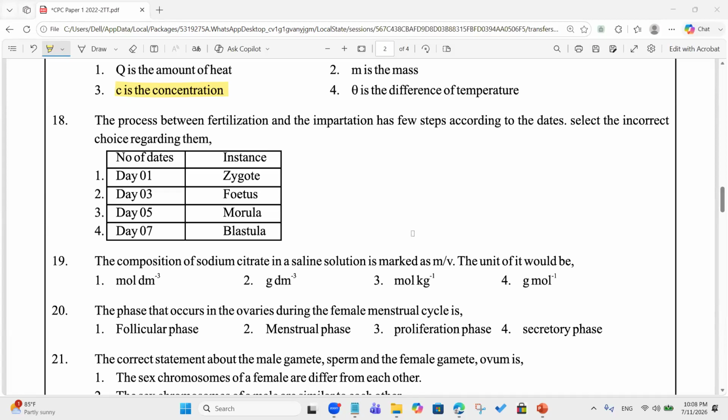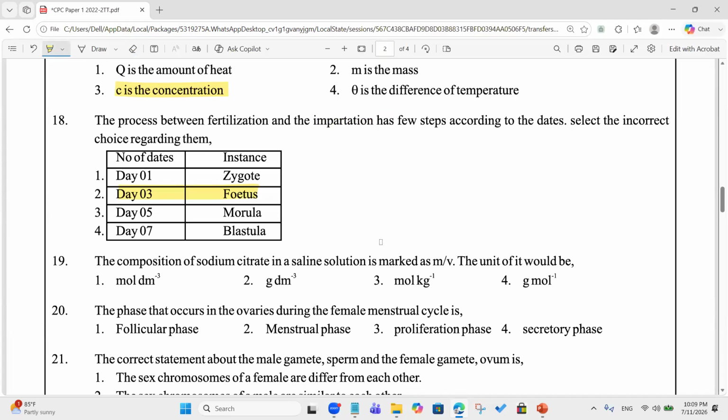The process between fertilization and the implantation has few steps according to the dates. Select the correct choice regarding them. Answer 2: day 3, fetus, right? The answer is correct, but this word, I think there is a spelling mistake. What's the correct word that you learned in the lesson? It should be implantation, right? Implantation, yes. So day 3 fetus is the wrong one.